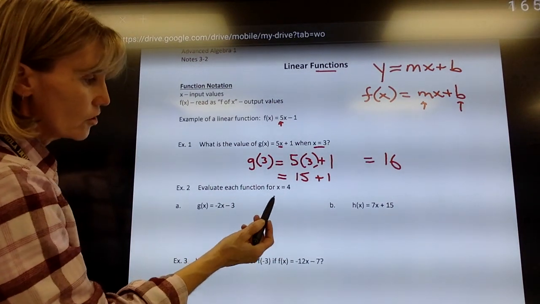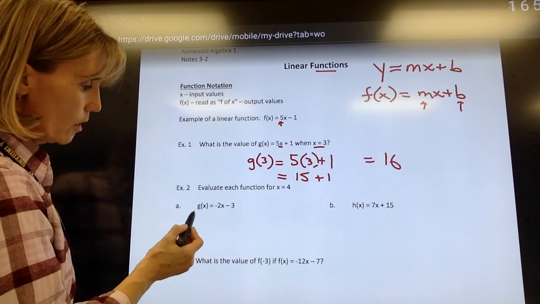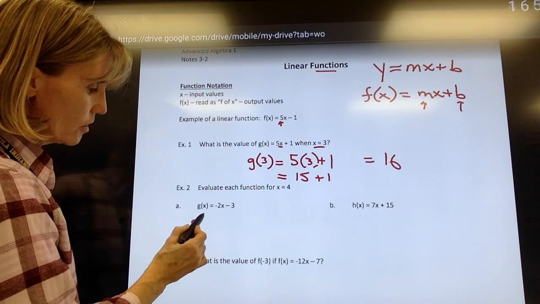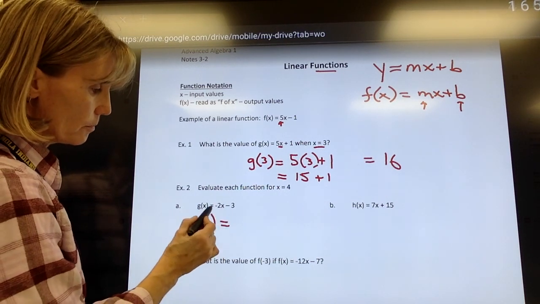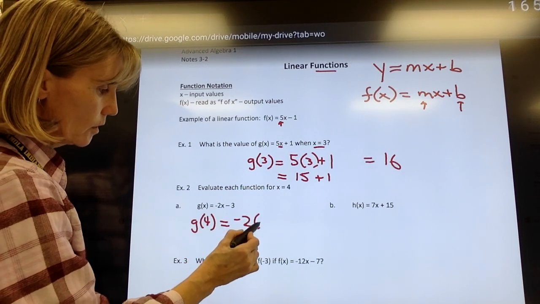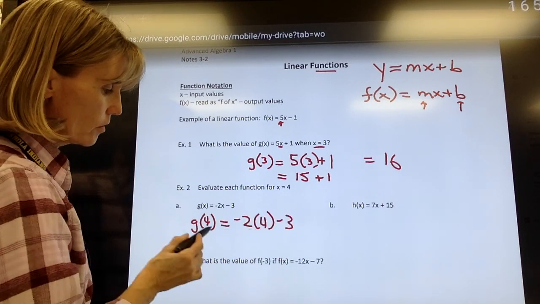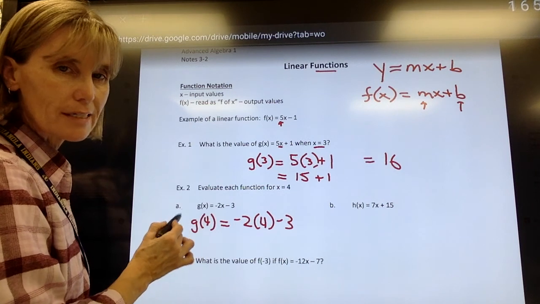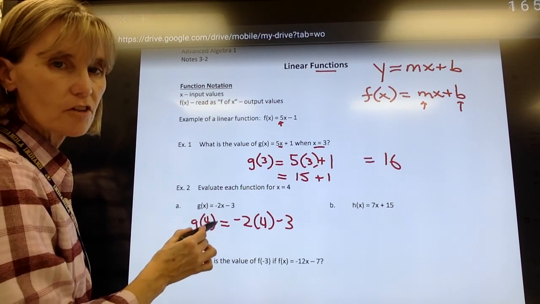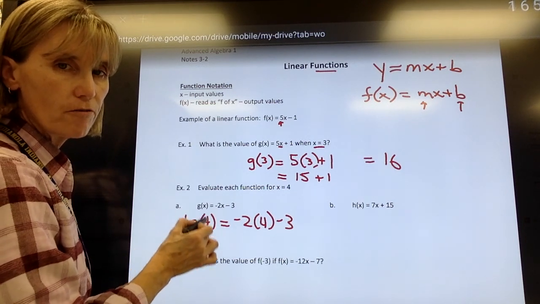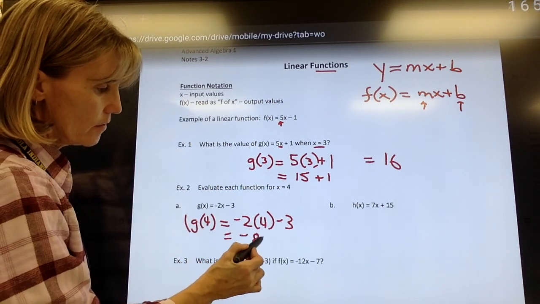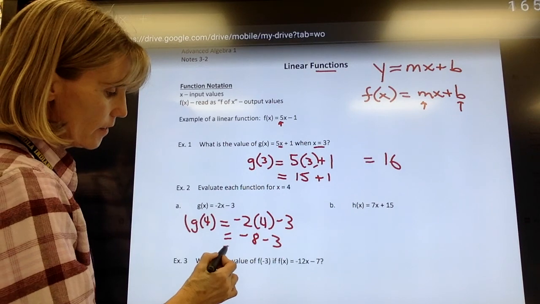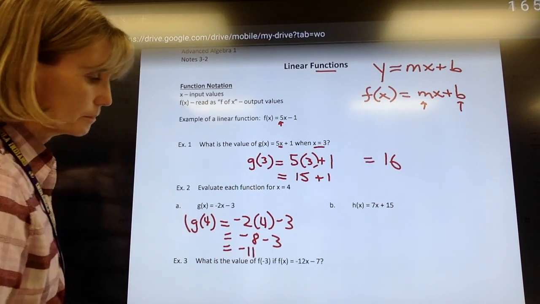It says evaluate each function for when x equals 4. So again, you're going to take that g function and replace the x with a 4. You're going to plug that in and say negative 2 times 4 minus 3. There is nothing to evaluate over here. This does not mean g times 4. This is just function notation. g of 4 equals. I do the math on the right side. So I'm going to get negative 8 minus 3, and that equals negative 11.